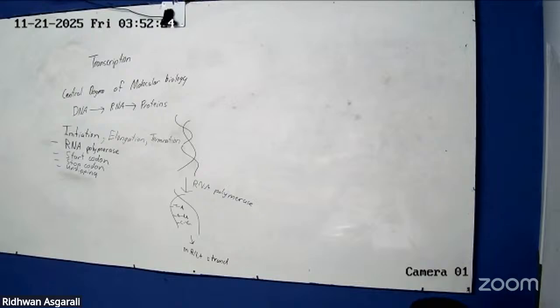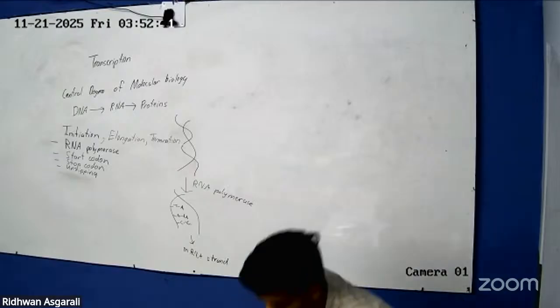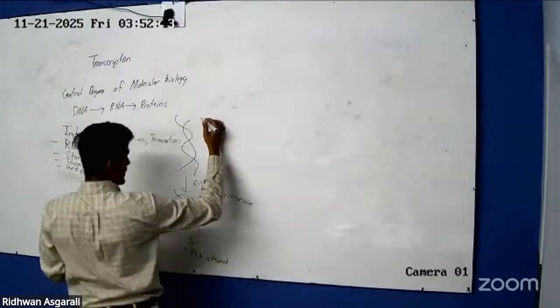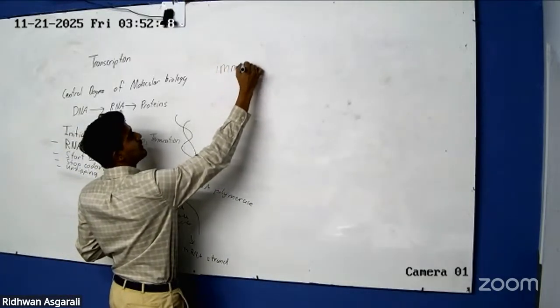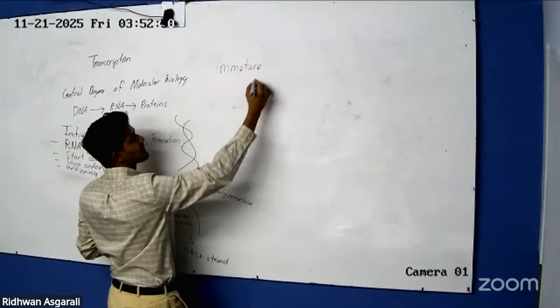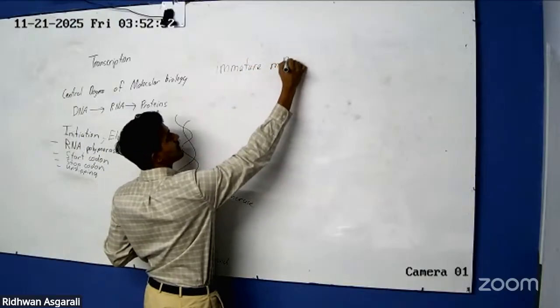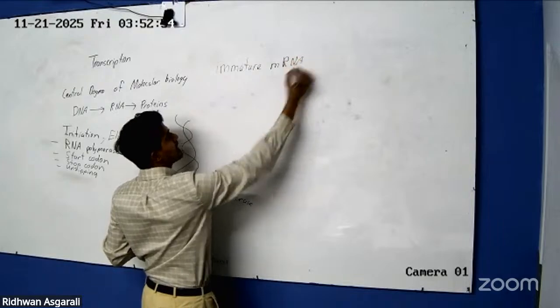Right, so at this point you have immature mRNA. You're still in the nucleus, but that immature mRNA needs to leave the nucleus to get into the cytoplasm, where it can be used at the ribosomes to produce proteins. But before it can leave the nucleus, the immature mRNA needs to be modified into mature mRNA.